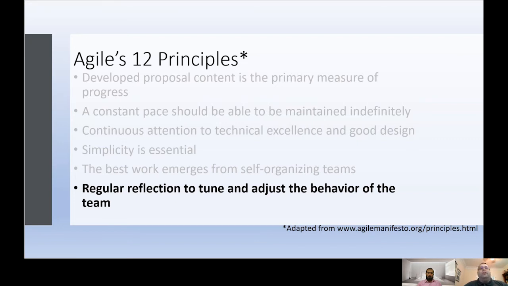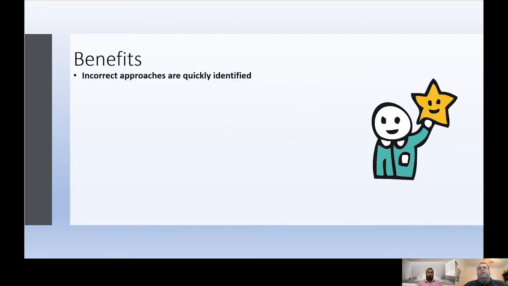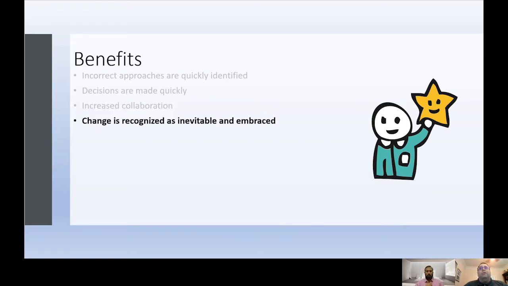And then lastly, you're going to need to continually conduct lessons learned and adjust how you work to produce better results. So those are the principles that we're going to organize ourselves around. And there's many benefits to doing this. Bad approaches are identified early and corrected. Decisions are made quickly. Collaboration is extremely high.